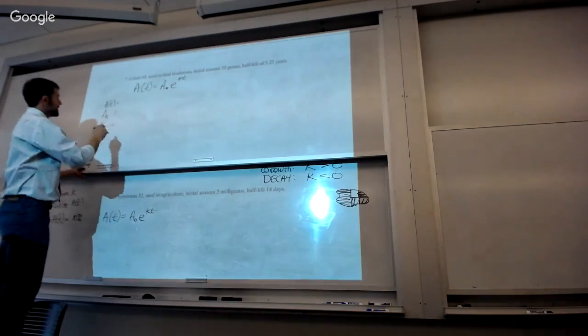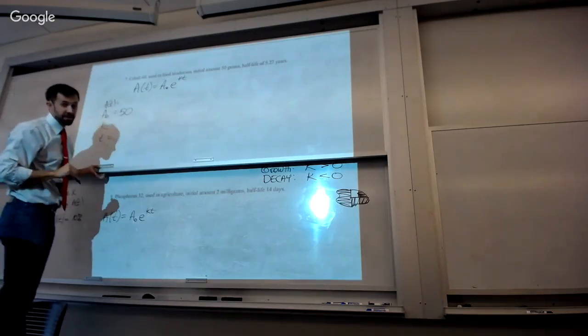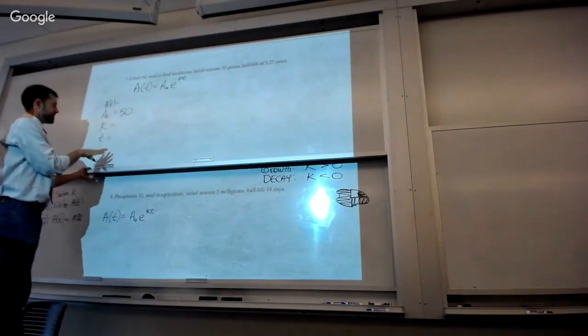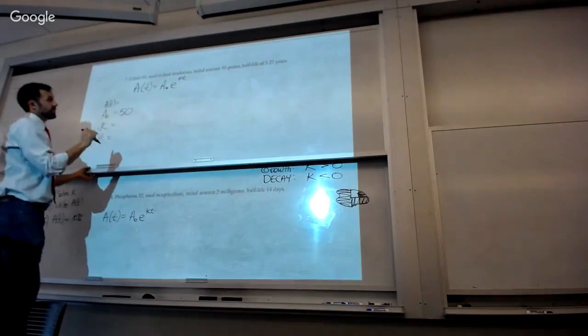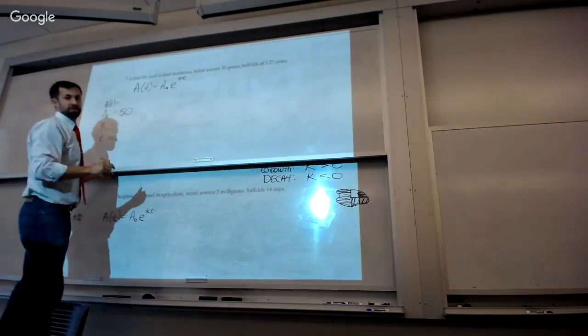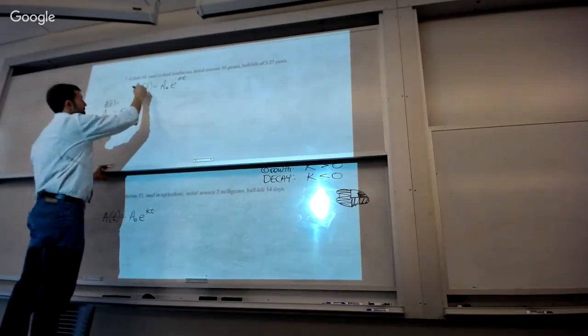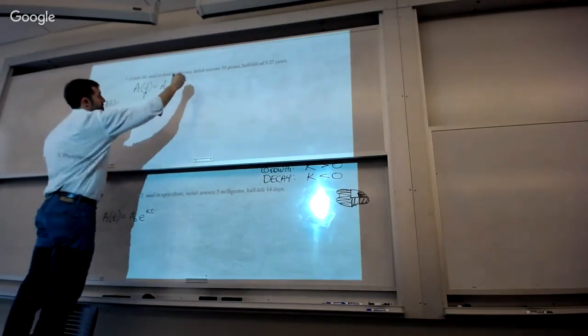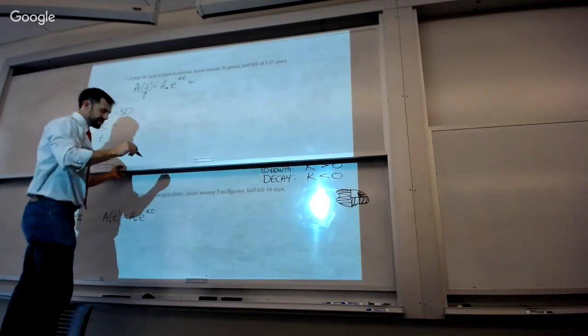So they're telling us we have an initial amount of 50 grams, and the half-life is 5.27 years. Now we can't just write that in anywhere. We're going to use that fact to solve for k. So what does that mean that the half-life is 5.27 years? That means that if I plug in 5.27 years, then the amount that I'll have is half of what I started with. Okay? So let's write that as a coordinate.